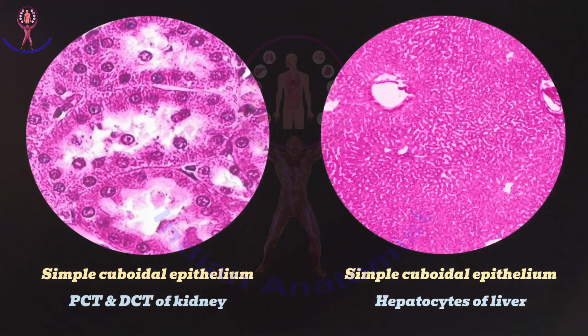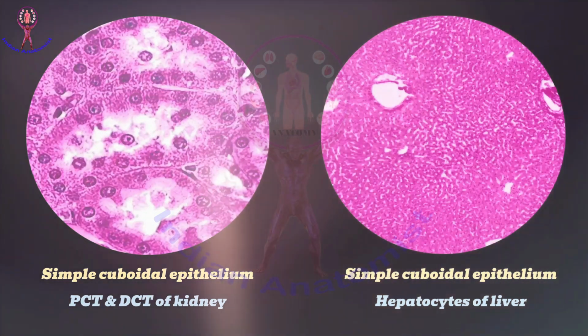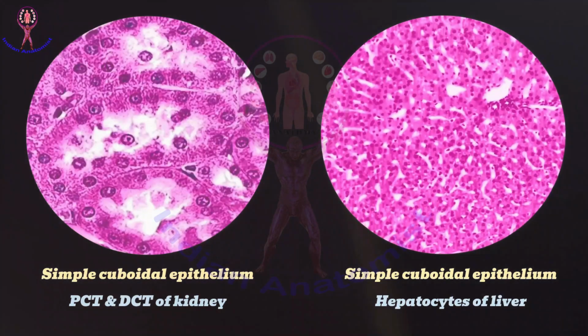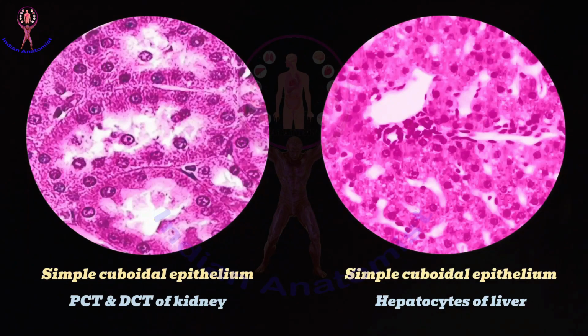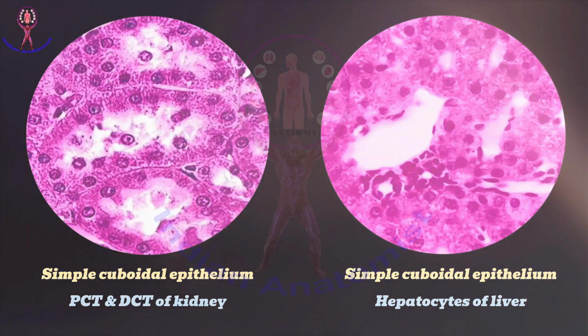The kidneys contain ducts or tubules that perform the functions of absorption and secretion. Another illustration presented here is the hepatocytes found in the liver. The hepatocytes in the liver perform the functions of absorption and secretion.